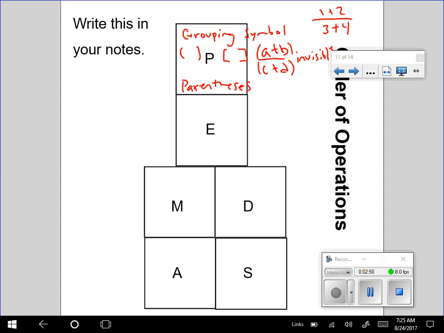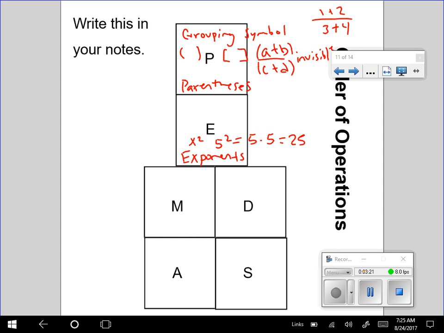Going down to the next tier, we have E. E, we know, stands for exponents. So exponents look like x to the second power, or if you have a number, 5 to the second power, which is not 5 times 2. 5 to the second power would be 5 times 5, or 25. Remember, the base is what you're multiplying by itself, however many times the exponent tells you.